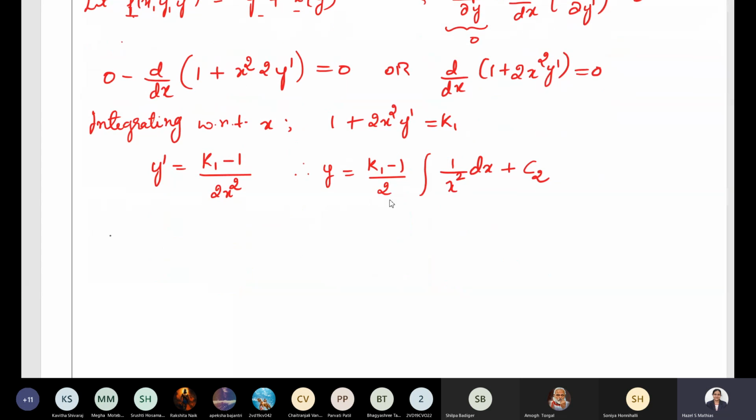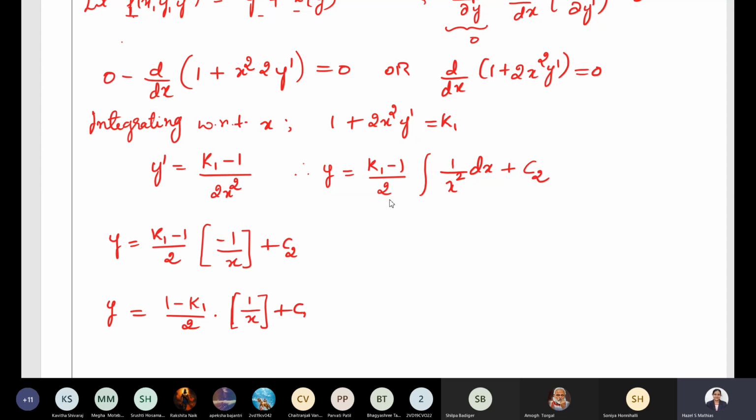Now integrating, what do we get? y equal to k1 minus 1 by 2. What is the integration of 1 by x square? It is minus 1 by x, correct? Plus c2. Now this can also be written as y is equal to, if I take this minus sign outside, it will become 1 minus k1 divided by 2 into 1 by x plus c2. So C1 by x plus C, where C1 is 1 minus K1 divided by 2.